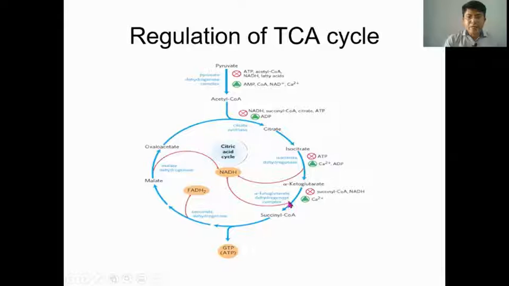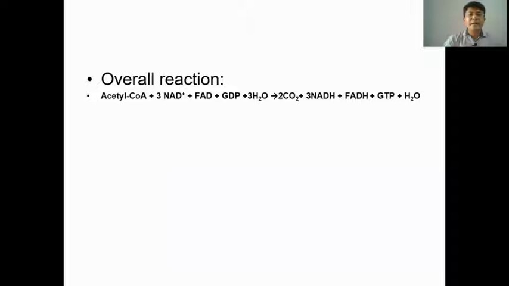Alpha ketoglutarate dehydrogenase complex is negatively regulated by succinyl-CoA or NADH, whereas it is positively regulated by calcium ions. So this is how these enzymes of the TCA cycle, which are the key enzymes, are subjected to regulation. If we look at the overall reaction, the acetyl-CoA is converted into 2 molecules of CO2, and this results in generation of 3 molecules of NADH, 1 molecule of FADH2, and 1 GTP.